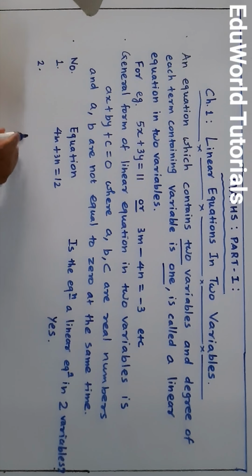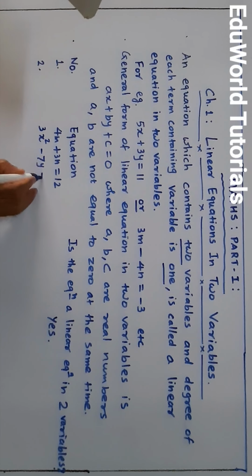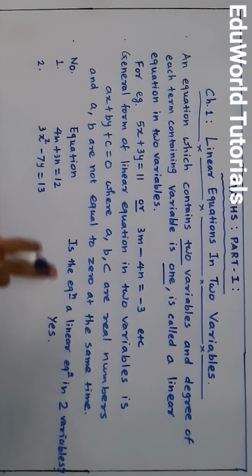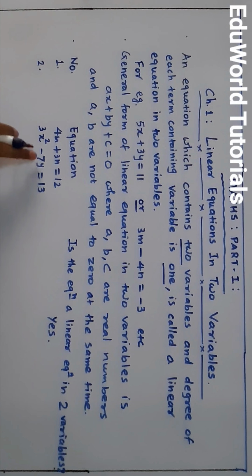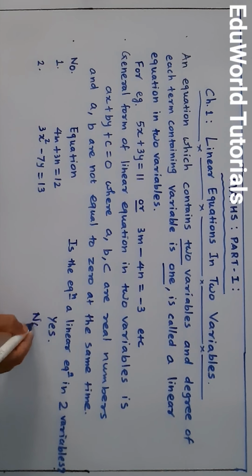In the second example we are given the equation 3x square minus 7y is equal to 13. Now is this a linear equation? Are there two variables? Yes, there are two variables. But the degree of this variable is 2. That is why answer will be no. And what is the reason? The reason is the degree of variable x is 2. So that is why this is not linear equation in two variables.